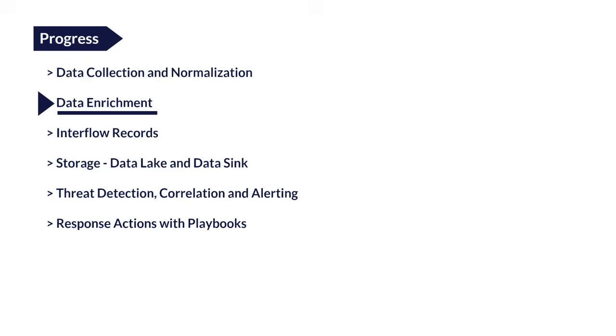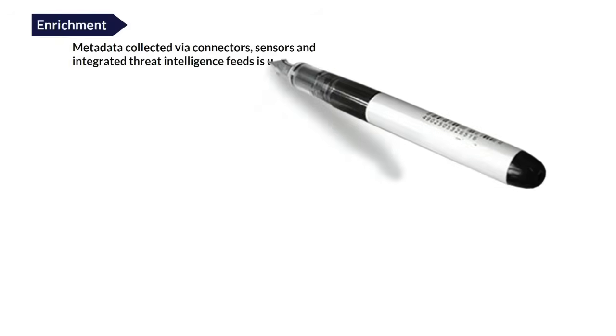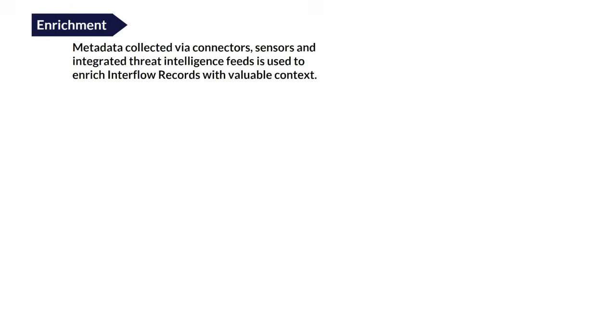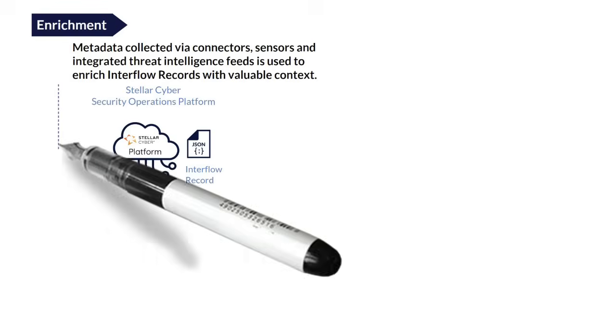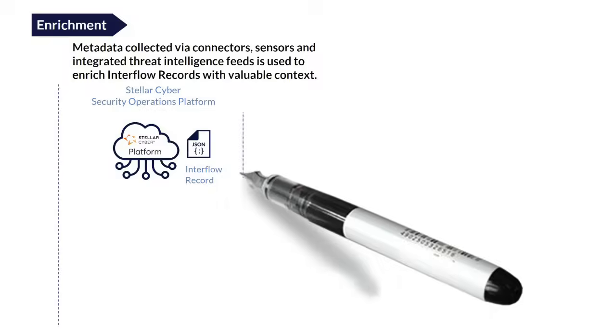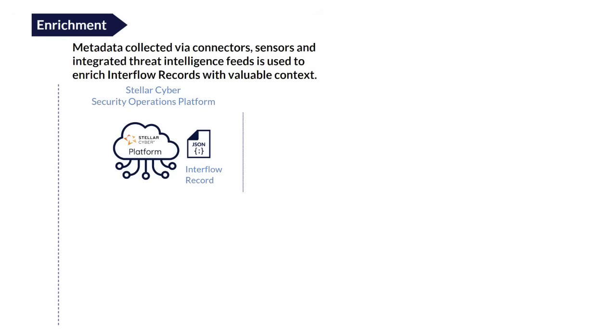Next, I'll explain Stellar Cyber data enrichment. Metadata collected via connectors, sensors, and integrated threat intelligence feeds is used to enrich interflow records with valuable context. Now, here's an example of how the enrichment process works. The Stellar Cyber platform has an interflow record received from a log source, sensor, or connector, as shown here.